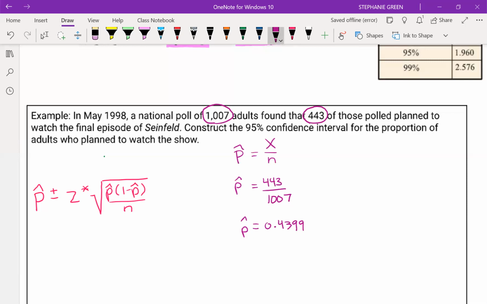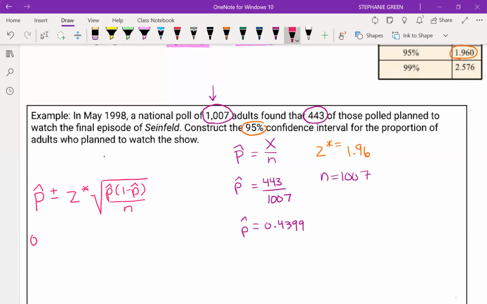Next thing I need is my z star. We are doing a 95% confidence interval here. So from my table, I can see that I am going to use the z star 1.96. And then lastly, I need n, which I've already actually identified. I said up here, n, the number of people in my sample, is 1,007. So there we go, that's all I need. So I can go ahead and plug it in and solve.